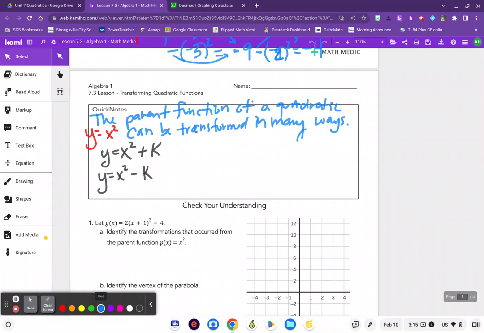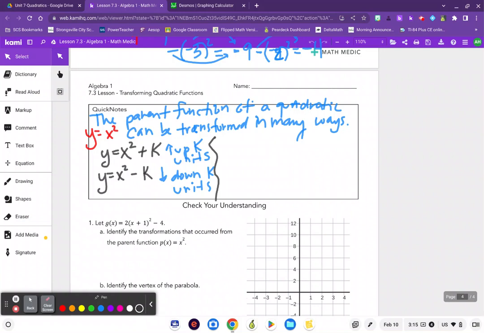If I add a number to x squared, I'm going to shift up k units. And if I subtract a number from the parent function, I'm going to shift down k units. And when I say shift down k units, what I mean is if it says x squared plus 3, I'm moving up 3 units. So k represents whatever number I could plug in for that. If it says y equals x squared minus 10, I'm going to shift down 10 units. Okay.